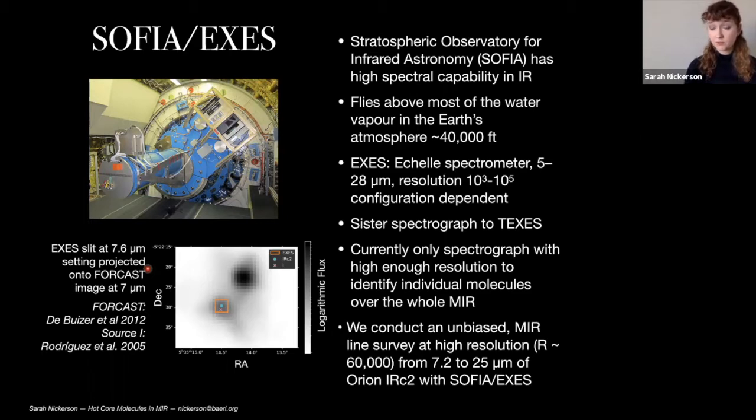And so what we did is conduct an unbiased line survey at high resolution between about 7 and 25 microns of IRC2 to see what molecules we find, because this is really an unobserved region. In the lower left-hand corner here is a FORCAST map at 7.6 microns of the region of IRC2. So IRC2 is this region here. The turquoise is the center where we peak up, and the orange box is the footprint of EXES on it. This is the region in which we will be taking our spectral information, and radio source I is nearby here.